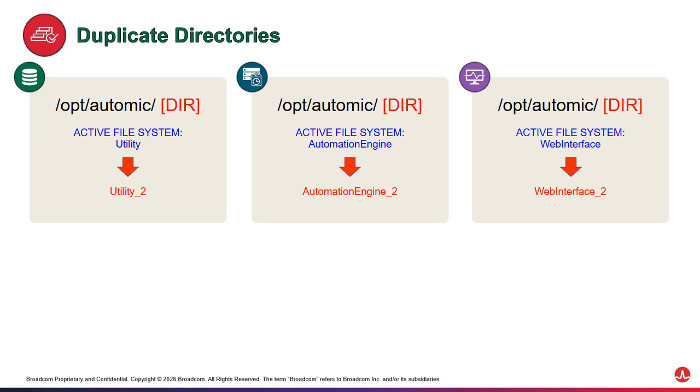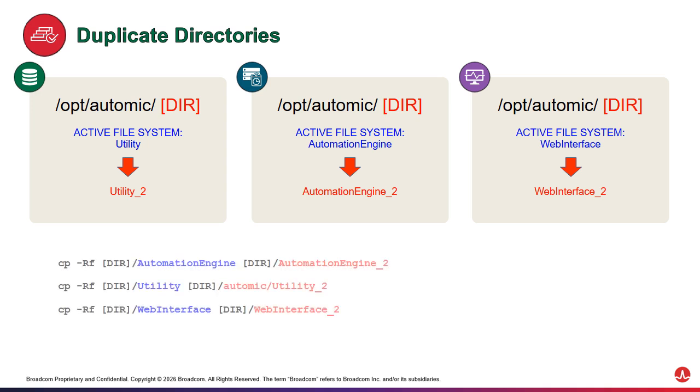We assume an installation directory called /opt/atomic, which we refer to as dir in square brackets. Your new directories can simply be appended with _2. We provide the commands for each component. The result should be this.